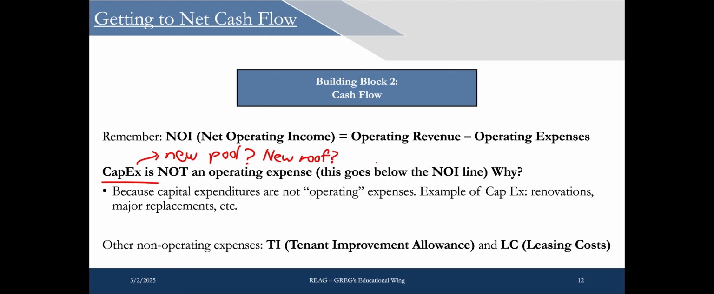But this is something that you could add into your model. And that's another thing that David wrote, new pool, value add. So these are all CapEx. You're spending on things that are either repairs, major repairs like the roof, or additions. So very much non-operating. And that's one example. Another example of non-operating expenses are tenant improvements and leasing commissions or leasing costs.